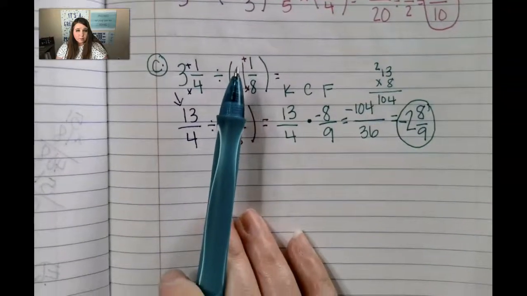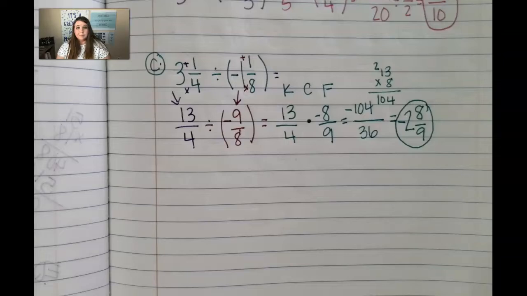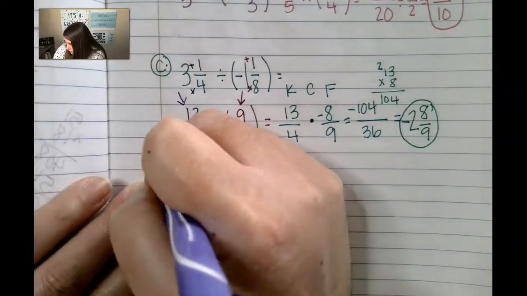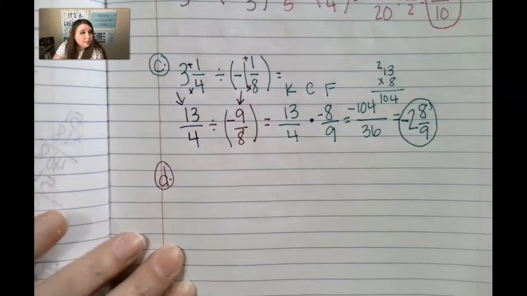So we can do one more problem together before we do our try-its, because I would like to do one where maybe it's a negative times a negative. So let's look at example D.